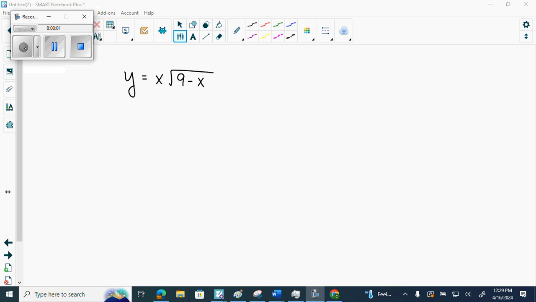Our first one is x. x has a domain of all real numbers, right? It's a line. Our other one is a radical. So we have to say whatever is under the radical has to be greater than, can it be equal to? Can you take the square root of 0? Yes. Greater than or equal to 0.